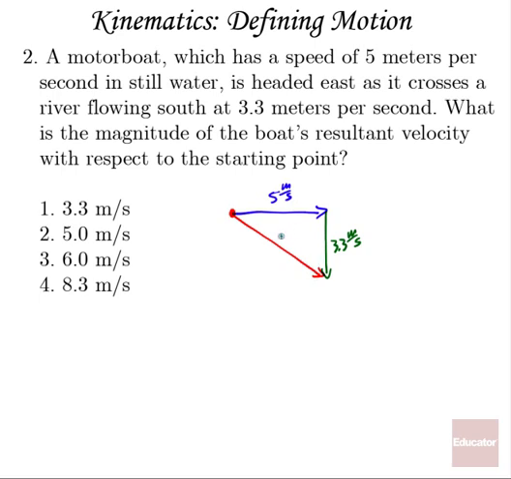Now, to figure out that magnitude, I'm going to use the Pythagorean theorem. That's going to be the square root of 5 meters per second squared plus 3.3 meters per second squared, which is 5 squared plus 3.3 squared. And the square root of that gives me about 6 meters per second. Answer 3.